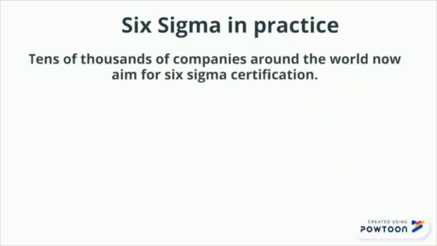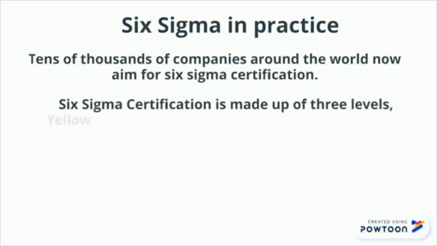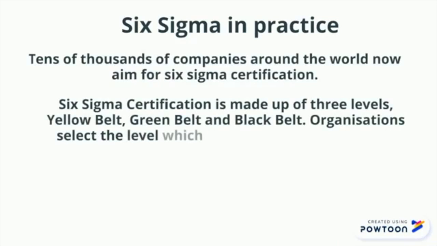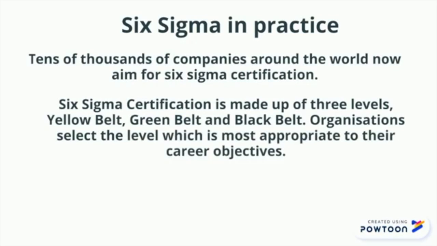The Six Sigma certification is made up of 3 levels: the yellow belt, the green belt, and the black belt. Organizations don't need all 3 levels of Six Sigma to be certified. They just have to select the level which is most appropriate for their career objective.